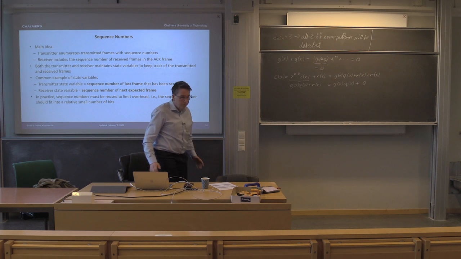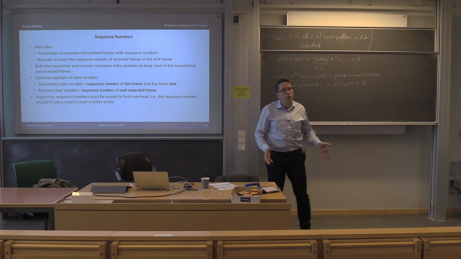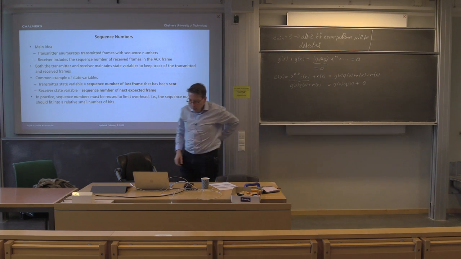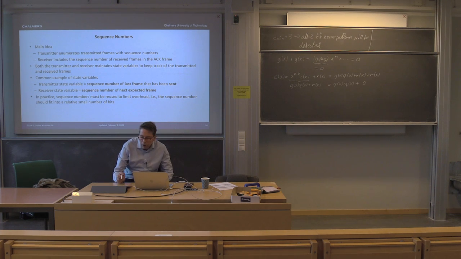So here's the main idea. Me as a transmitter, I will get packets from above. I will add my check bits to this, but I will also add a counter in the header, a sequence number to this. So this is a numbering system which makes sense for me as being the one of the protocol persons here. And then I transmit this over the channel. So the main idea is that the transmitter enumerates frames with sequence numbers, and the receiver includes the sequence number of the received frame in the ACK frame.